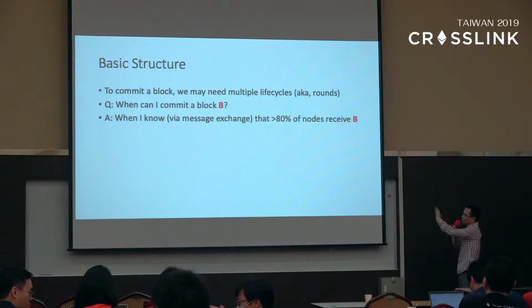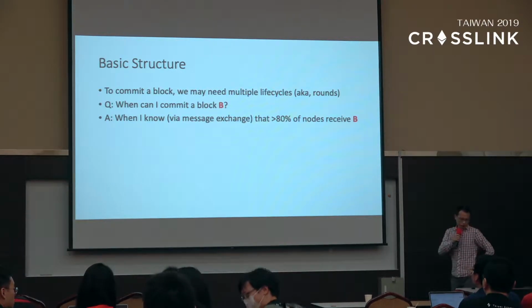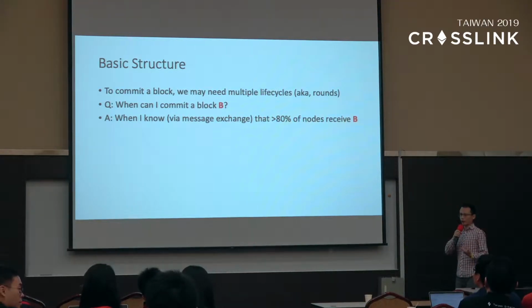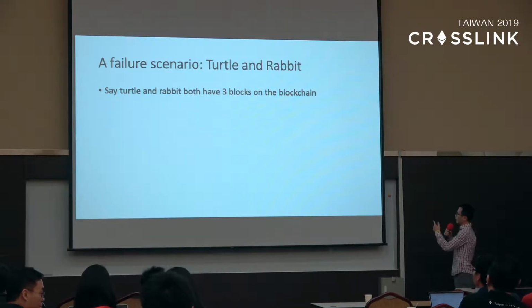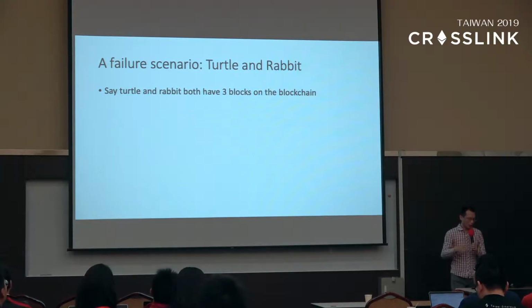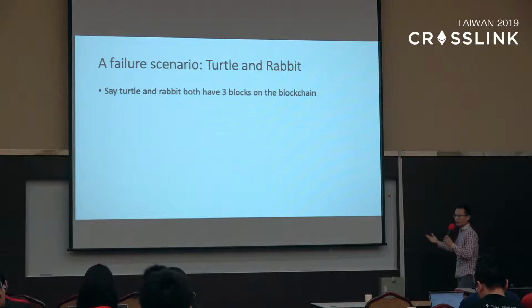So if you just apply this version of the consensus algorithm, then actually in some cases it will fail. Okay. So next I'm going to give you a fail scenario, which I refer to as the turtle and rabbit scenario. Judging from the name, you know that there are two nodes, turtle and rabbit.